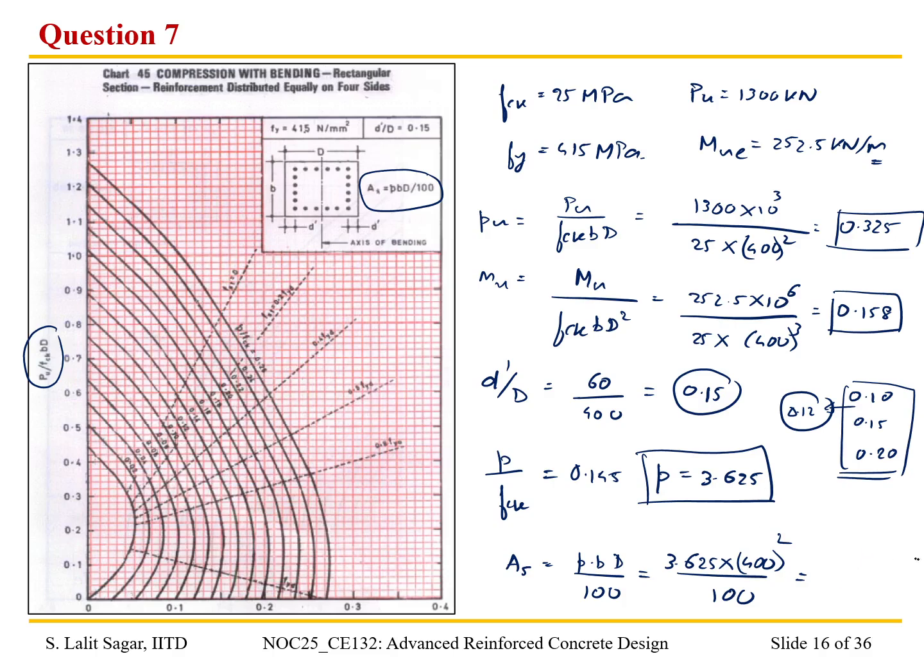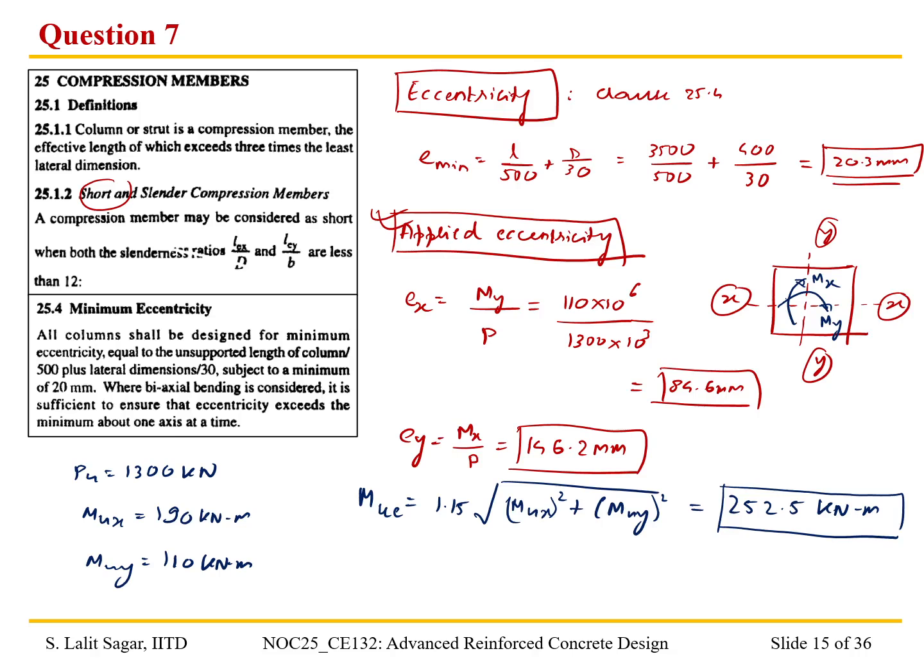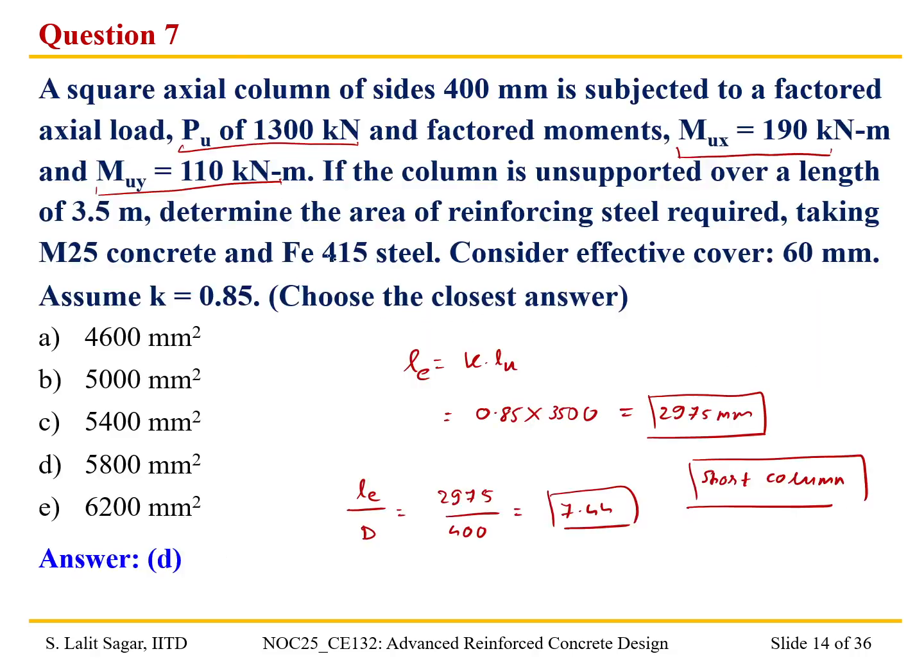5800 mm square. Okay, so this is the area of steel required for this particular axial capacity and the moment, actual load demand and the moment demand. Okay, so option D is the correct response.